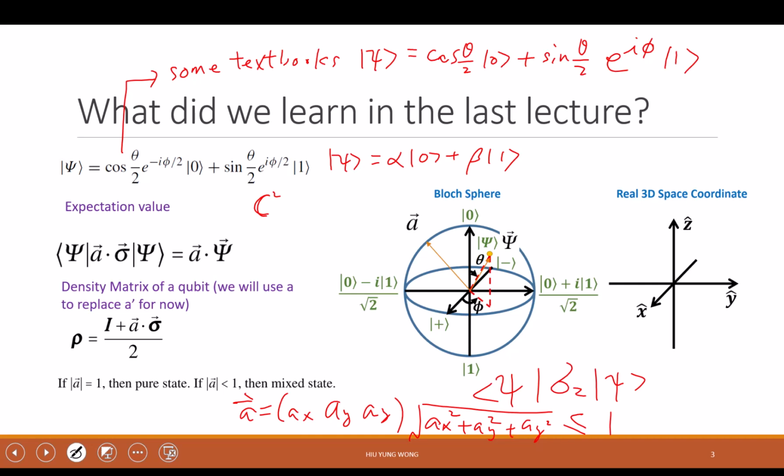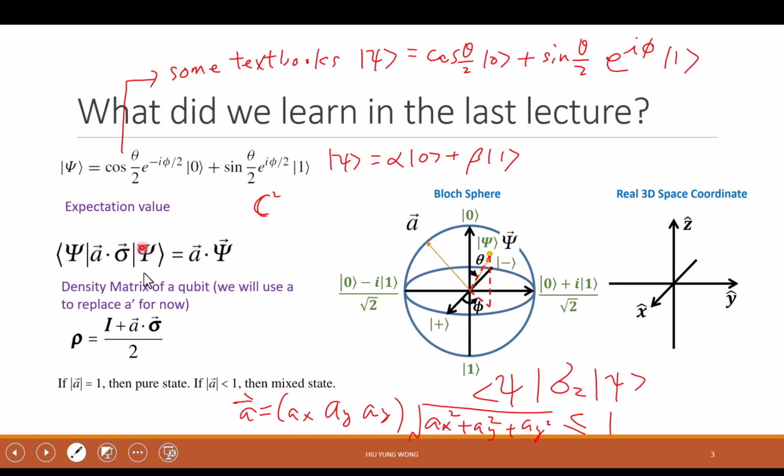And how is that related to psi? Because psi is the vector state. Okay, how is it related? Because A dot sigma corresponds to the operator of a magnetic field, if we talk about spin, in the A direction. For example, if the magnetic field is in the Z direction, this A is just equal to (0, 0, 1). And so A dot sigma is just sigma Z, right?